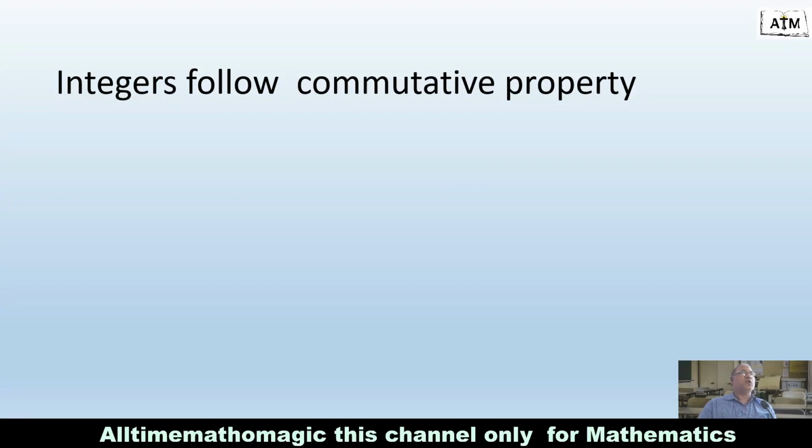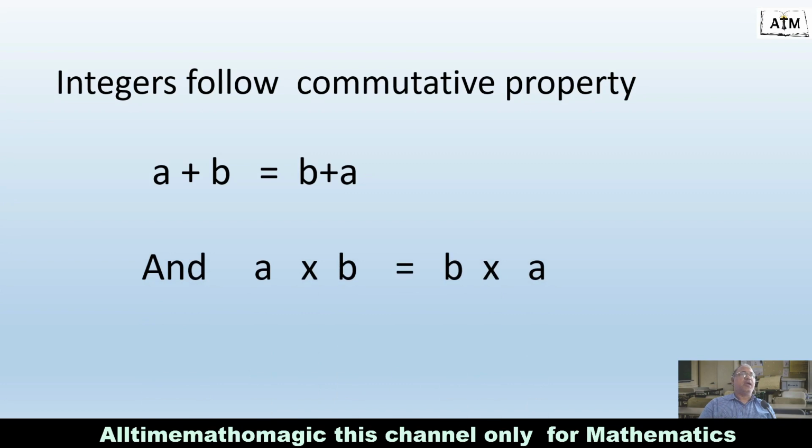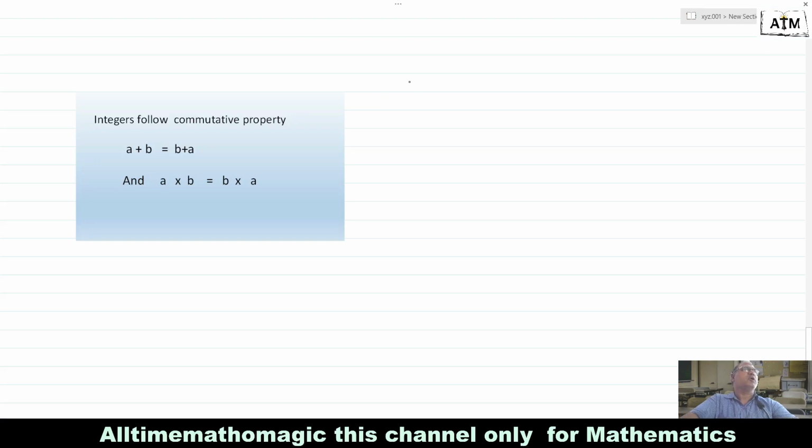Integers follow the commutative property. Commutative property means a plus b equals b plus a, and a into b equals b into a. Suppose we take the numbers 2 plus 3. What is the result? 5. If you add 3 plus 2, what is the result? 5. That means the result of the addition of two integers will remain the same irrespective of their order.